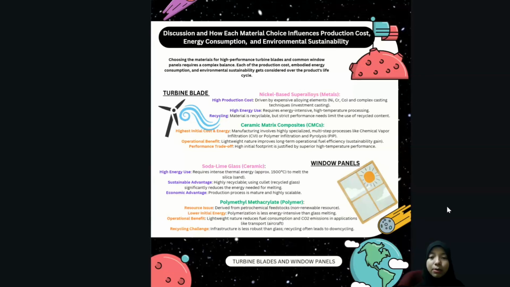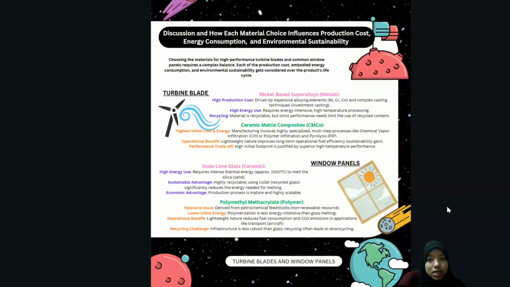However, this performance comes at a cost. The use of expensive alloy elements and complex casting processes leads to high production costs and high energy consumption. While these alloys are recyclable, strict performance requirements limit how much recycled material can actually be used.